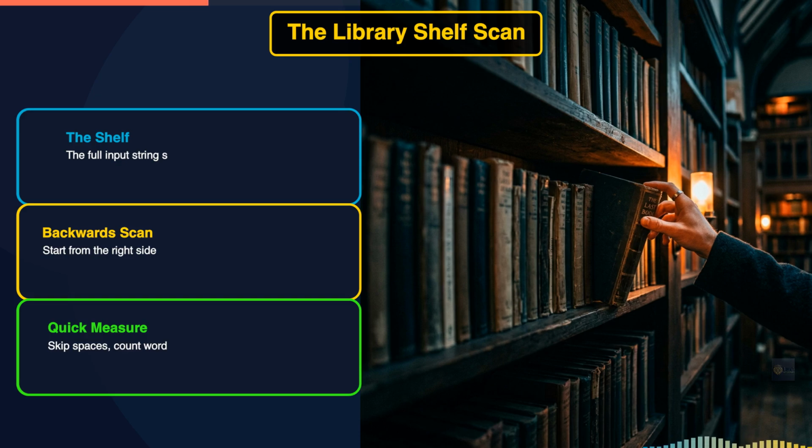You want to find the last book on a long shelf. If you start from the left, you have to scan through every single book to reach the end. But if you start from the right, you can quickly skip the empty space at the end, grab the very first book you hit, and measure it. That is exactly how we will optimize our solution.